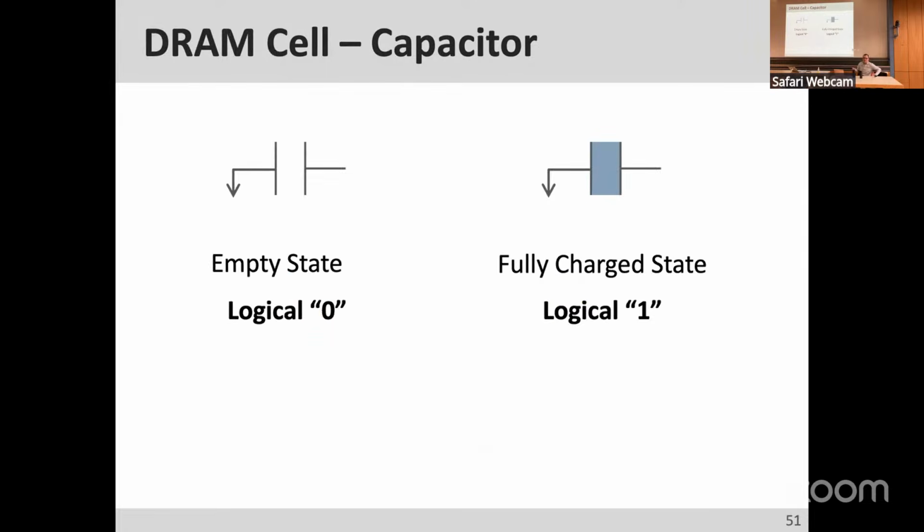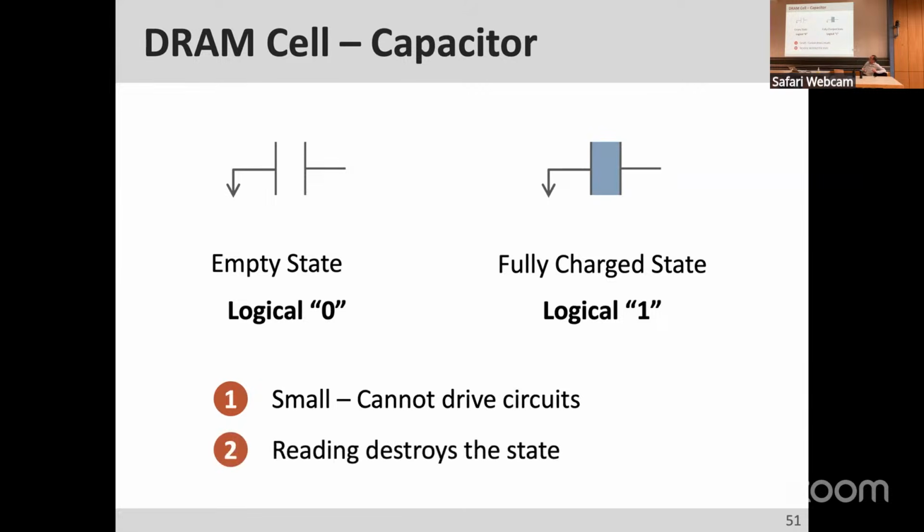Okay, now let's take a look at the capacitor. We're going to connect the capacitor to the sense amplifier later. This is the capacitor. Again, it's different from the physical capacitor, but logically we represent it this way. There's an empty state where the charge is logical 0. There's a fully charged state where it's logical 1. And unfortunately, the capacitor by itself cannot drive large circuits. It needs to be sensed carefully because it's very small, and we want to make it even smaller, as we know, and that causes the scaling problems that we discussed last time. And reading the capacitor destroys the state. So if you read the charge, let's say you sensed it, its state is destroyed, right? Because you took the charge out of there.